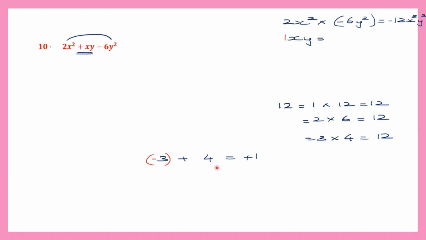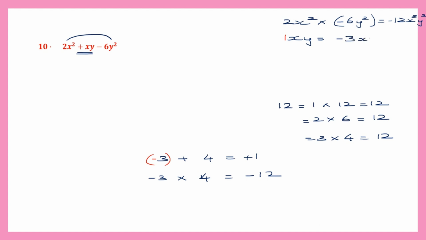Now let me multiply and see whether I'm getting minus 12. So minus 3 into 4, minus into plus is minus, 3 fours are 12. So can you see? These two numbers, when I add them up, I get 1. When I multiply, I get minus 12. So these are the numbers that I can split this into. So let's write that. So minus 1xy is minus 3xy plus 4xy.